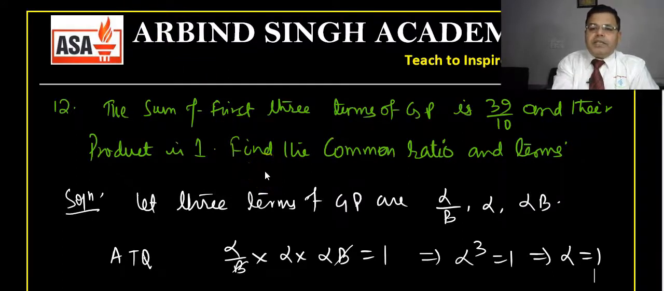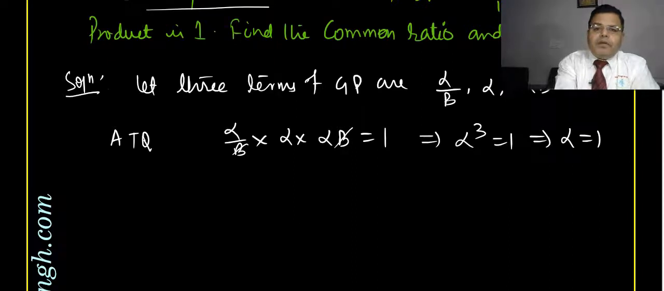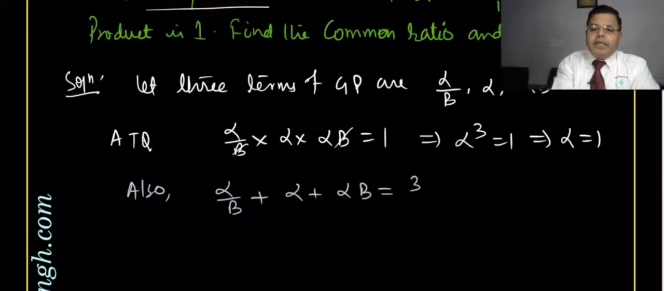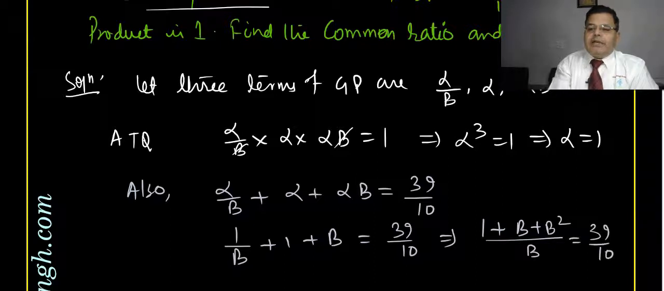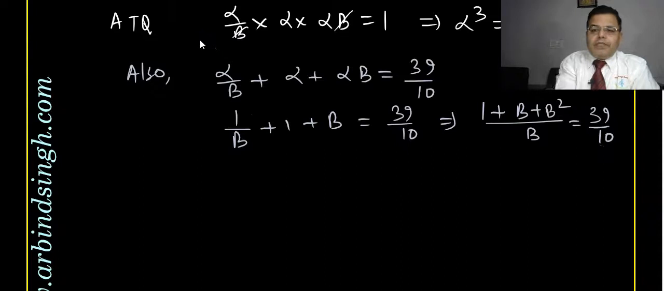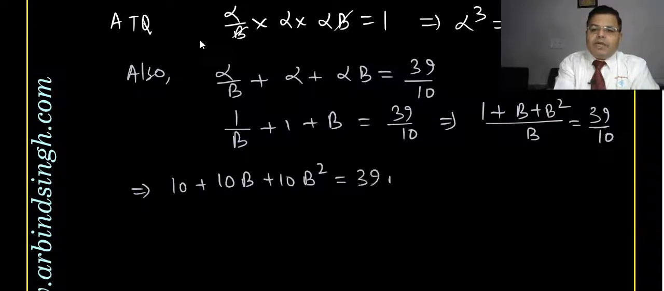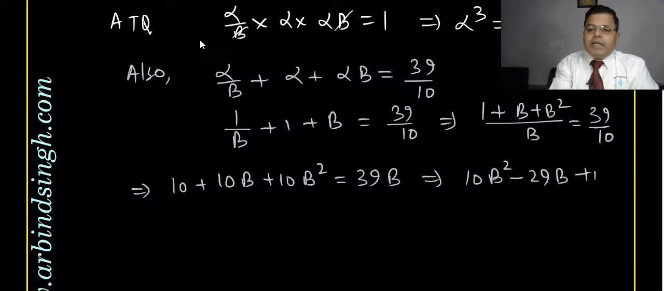Now, since the sum of first three terms is 39 by 10, we can write alpha by beta plus alpha plus alpha beta is 39 by 10, and therefore 1 by beta plus 1 plus beta is equal to 39 by 10. This can be written as 1 plus beta plus beta square upon beta is equal to 39 by 10. By cross multiplication, 10 plus 10 beta plus 10 beta square is equal to 39 beta, and that will come up like 10 beta square minus 29 beta plus 10 is equal to 0.